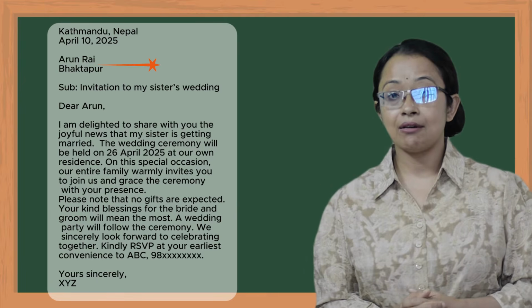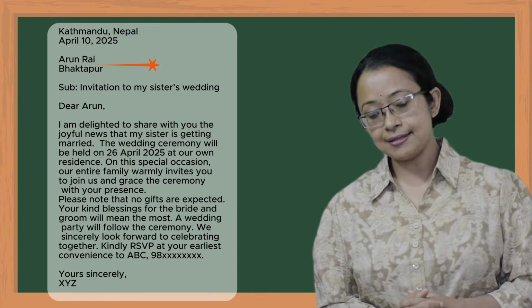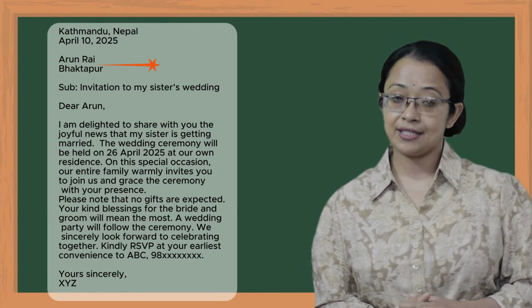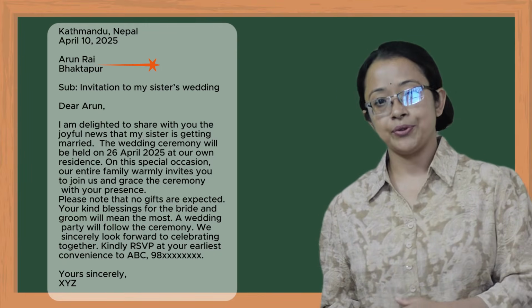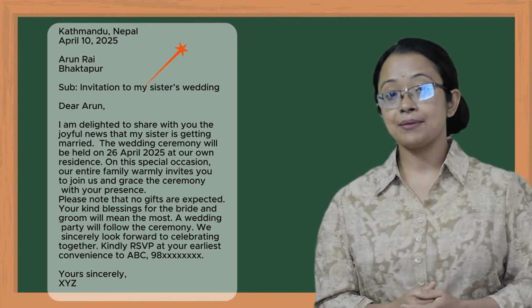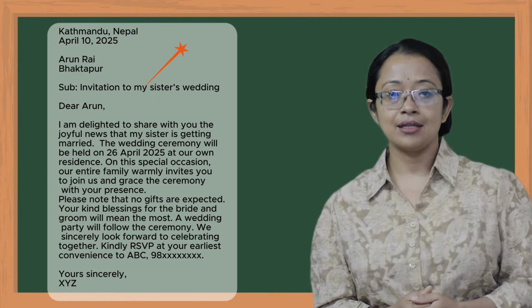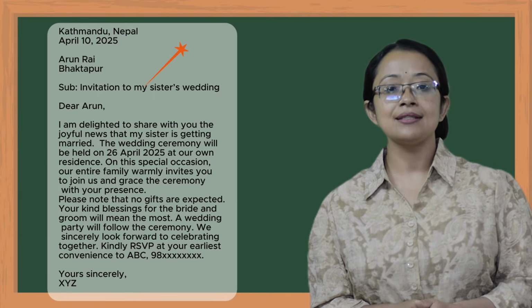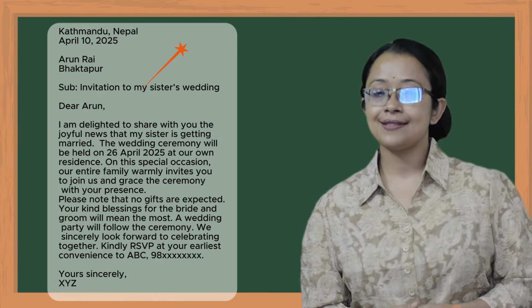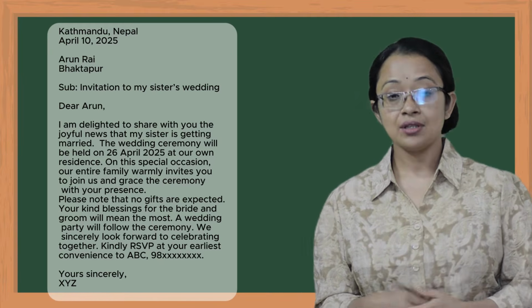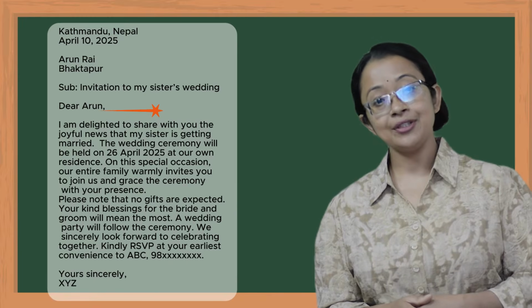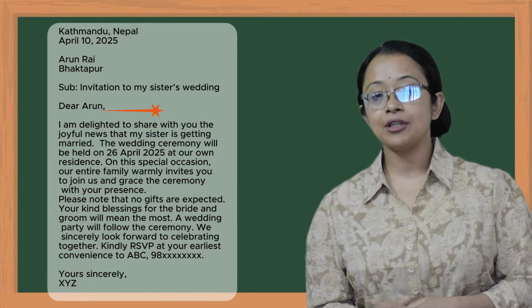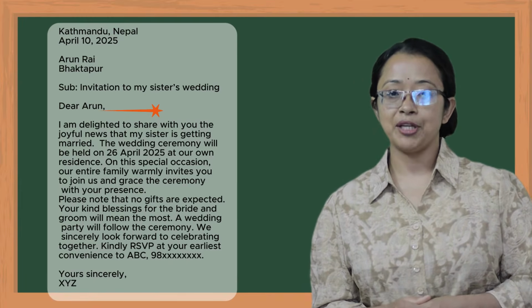Since this is a formal invitation letter, let's write the receiver's name and address. Receiver's name and address, Arun Rai, Bhaktapur. Now, let's write the subject. This is an optional part. Here, I am going to write this invitation to my sister's wedding. Now, it's time for the salutations. Dear Arun, give a comma, and then leave one line. And now, let's start the main body part.